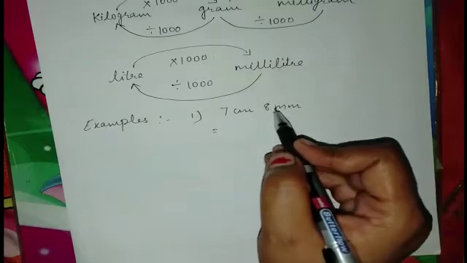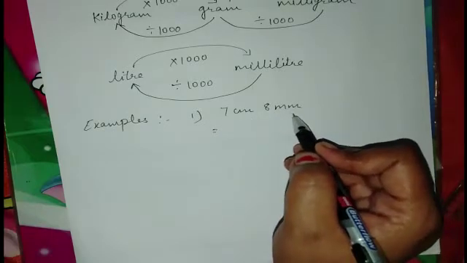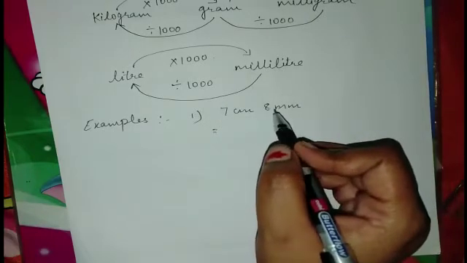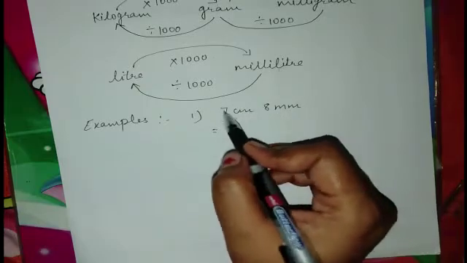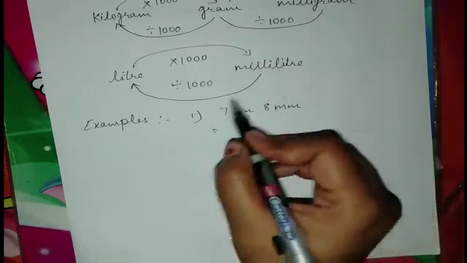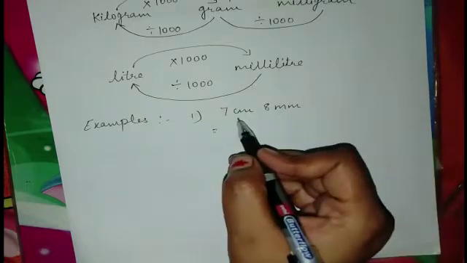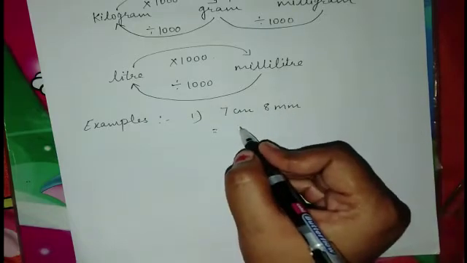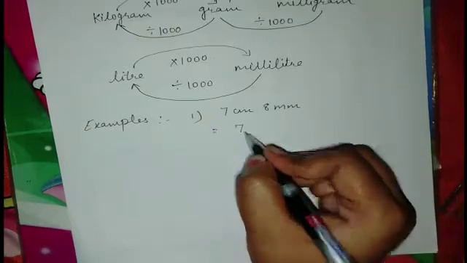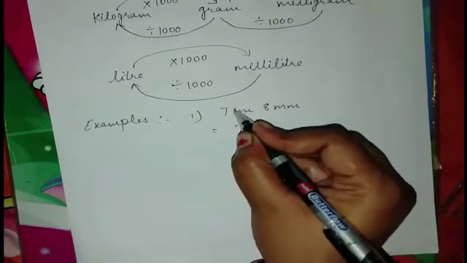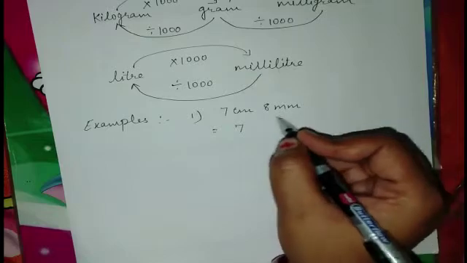First example we will see: 7 centimeter 8 millimeter. That we have to convert into centimeter. Why? Because our highest is centimeter. We will convert the full equation in decimal form, that will be in centimeter. Now 7 centimeter, we will write 7 as it is because centimeter is our higher quantity. We have to convert this one.